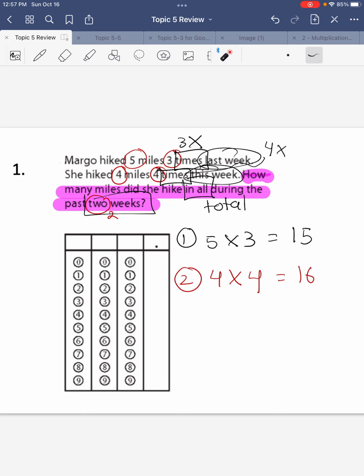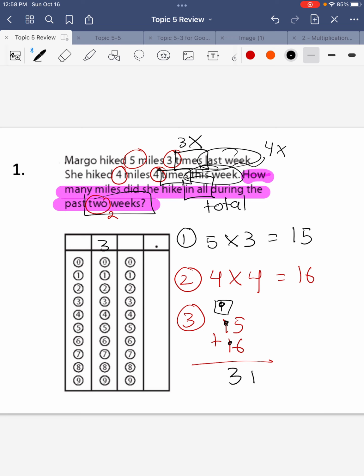And it's saying how many miles did she hike in all. So I'm going to find the total. So I'm going to take my two products, 15 plus 16, and I'm going to add them. So 5 plus 6 is 11. Carry my 1, drop my 1. 1, 2, 3. I get 31. That's how much she's hiked in all.